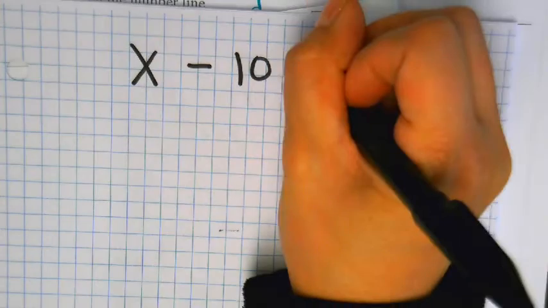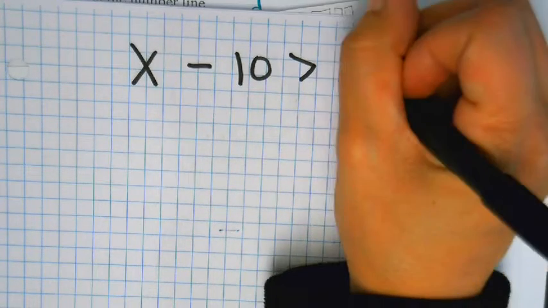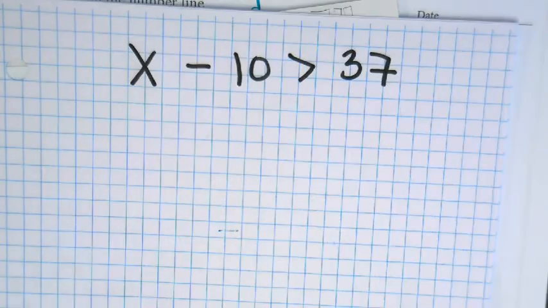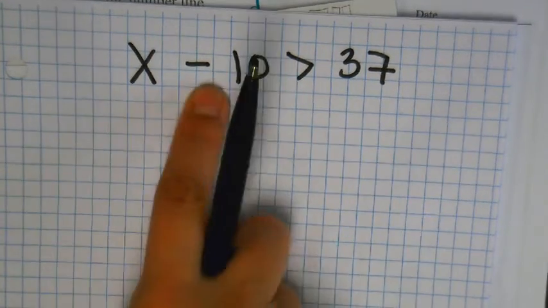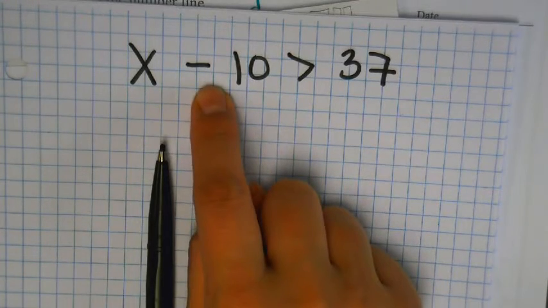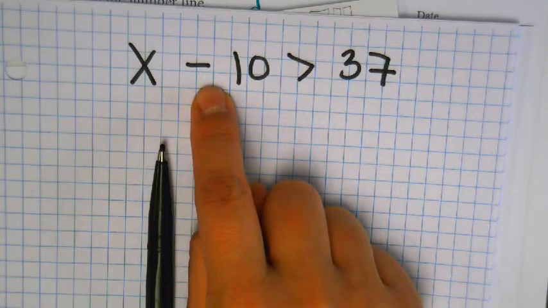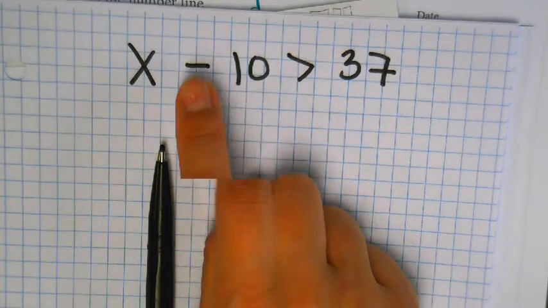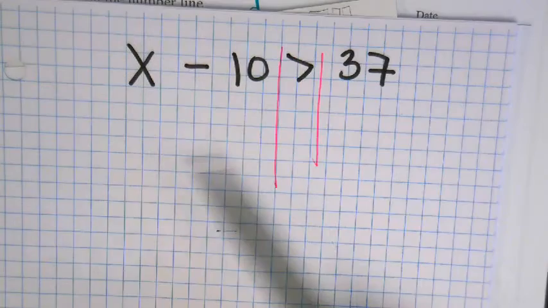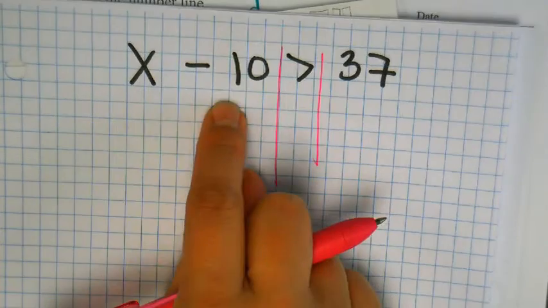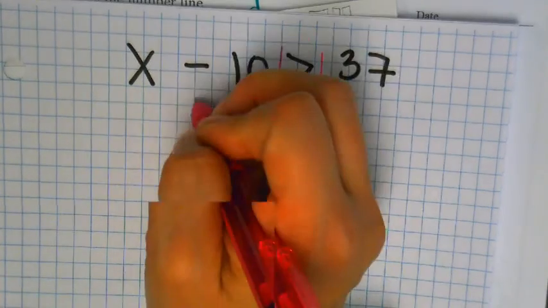All right, so let's look at this problem. x minus 10 is greater than, let's say, 37. Okay, now what operation are we using right here? A subtraction sign. Your original operation, write this down, is a subtraction sign. It says minus 10. So I want the x all by itself. So what do I have to do? How do I get the 10 to the other side? I'm going to add 10.